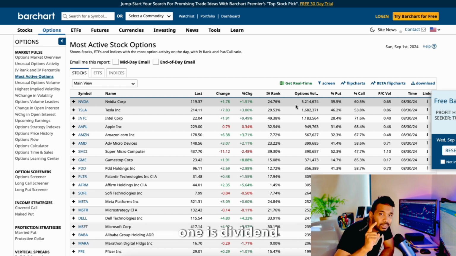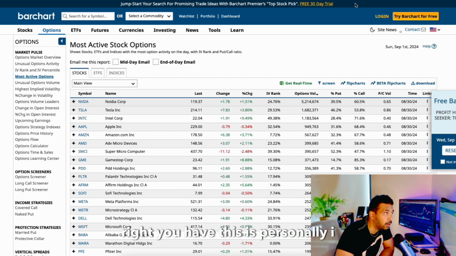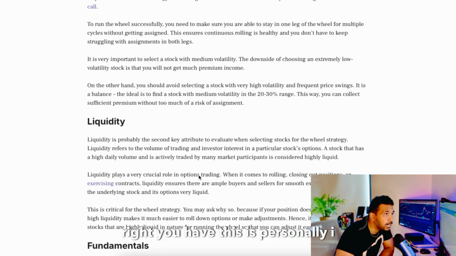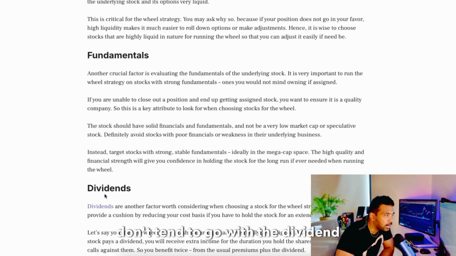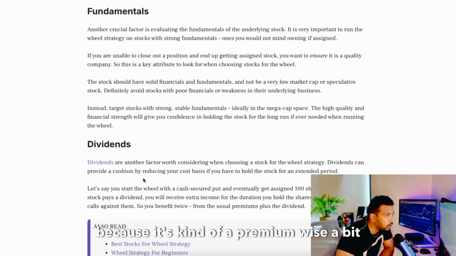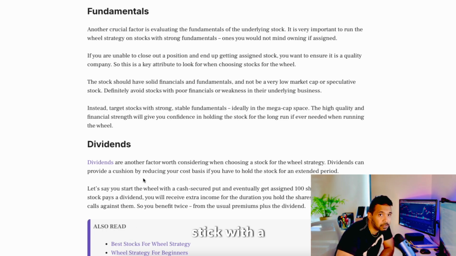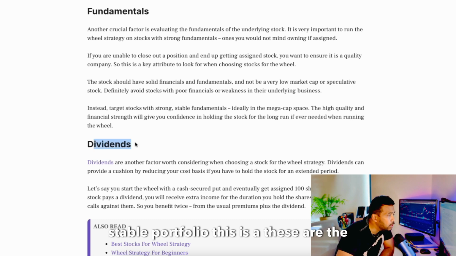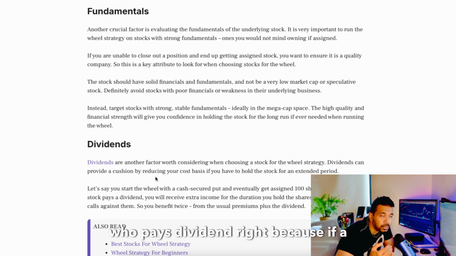So the next one is dividend. Personally, I don't tend to go with the dividend ones, because premium-wise it's pretty low, but for a wheel strategy, if you want to stick with a very stable portfolio, these are the good stocks to pick, the ones who pay dividends.